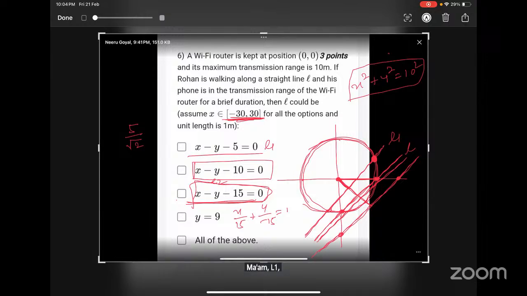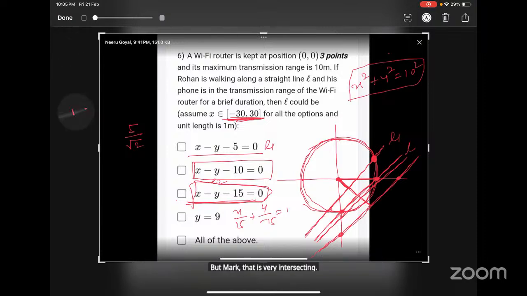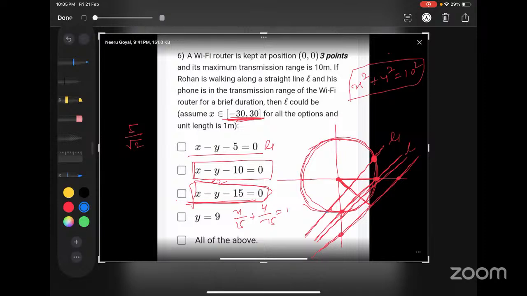L1 is intersecting the circle now, ma'am. So where are the points you can draw? Just locate them by the blue color. Where is it intersecting? Just x minus y equal to 5. These are the 2 points. Join them through the origin. This is the line segment.